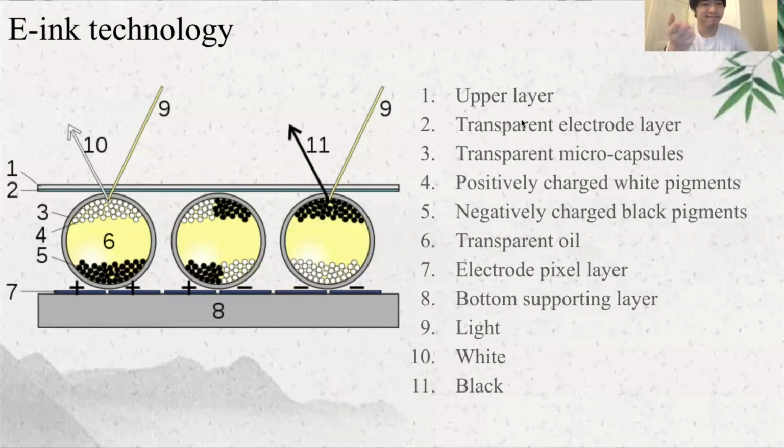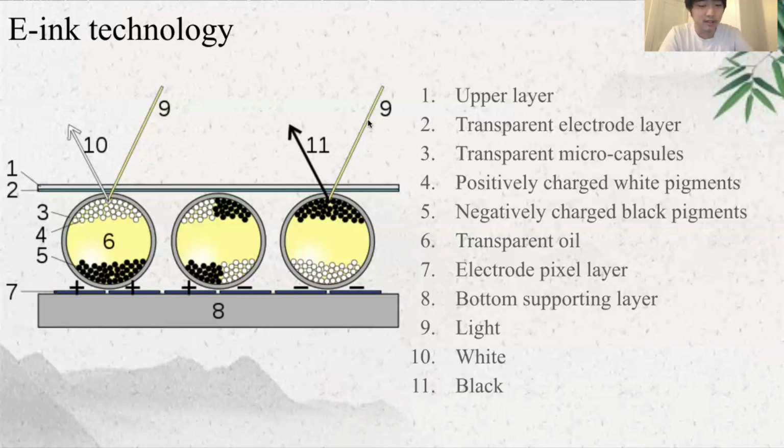And here we are, the e-ink technology. There are 11 parts in the e-ink technology: the upper layer, the white one, the transparent electrode layer, which is the blue one, the transparent microcapsules, and the white pigments and black pigments. Those are the colors we see on e-readers. And then the transparent oil, the pixel layer, and the bottom supporting layers.